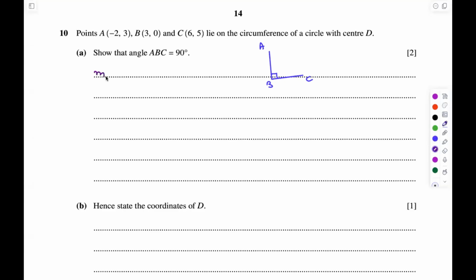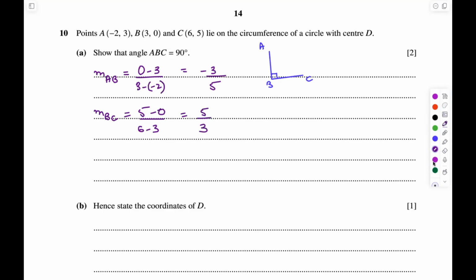So in the first step, finding the gradient of AB, that will be equal to y2 minus y1, so that will be 0 minus 3 upon 3 minus -2. So that will be equal to -3 upon positive 5. And now finding the gradient of BC. The gradient of BC will be equal to 5 minus 0 divided by 6 minus 3. So that is equal to 5 upon 6 minus 3, which is 3.